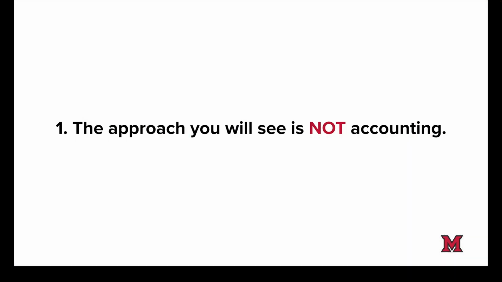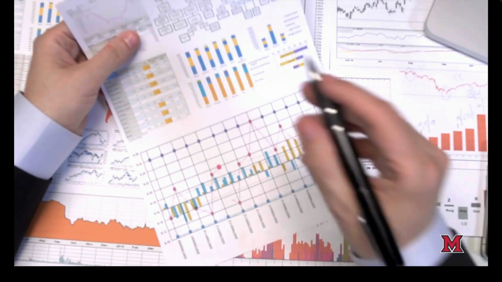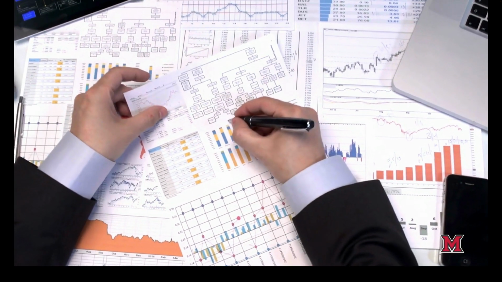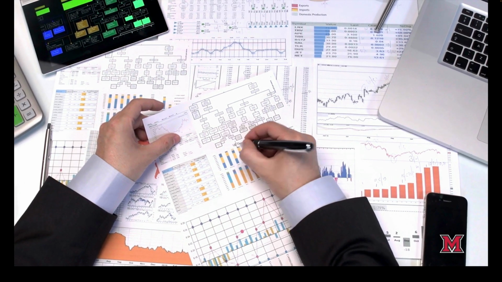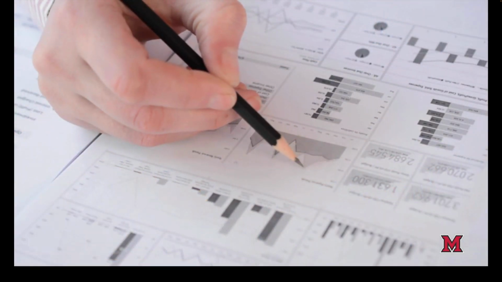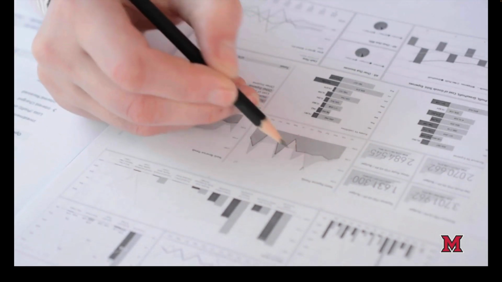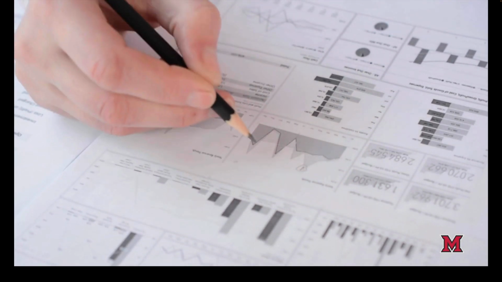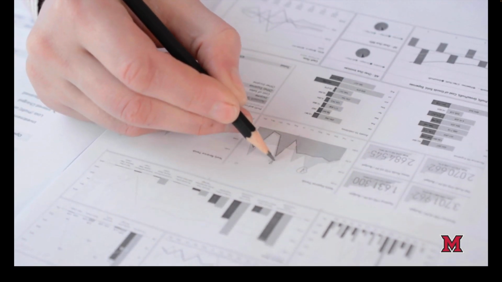First, it's important to note that the approach you will see here, both in the Getting to Plan B book and in the tools and examples on Canvas, are not accounting. The goal here is not to generate financial statements, and it's certainly not something that you would ever use for tax purposes. Instead, what we're trying to do is understand the important financial decisions that we're making for the venture. So the goal here is effective decision making.